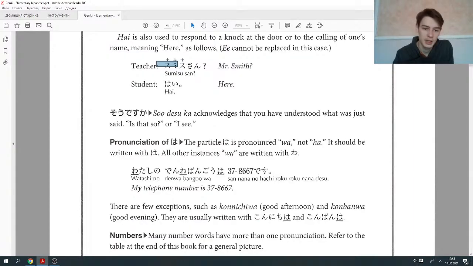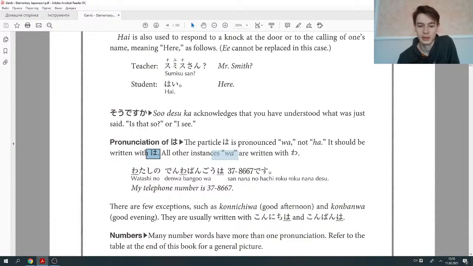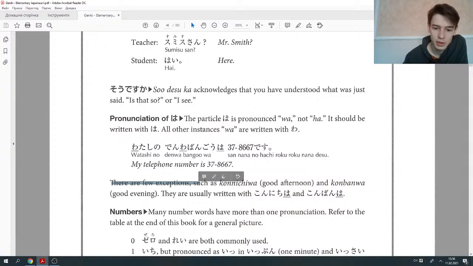So I know the pronunciation of the particle ha, or like ha, but it will be pronounced as wa. So the particle wa is pronounced wa, not ha. It should be written as hiragana ha, but in all other instances, like in other examples, if you hear wa, you will write hiragana wa. But there are some exceptions, like some words that you just need to memorize. So watashi, you don't spell it with hiragana ha. Watashi no denwa bango wa 378667 desu. My phone number is the following. There are some exceptions, such as konnichiwa and konbanwa.